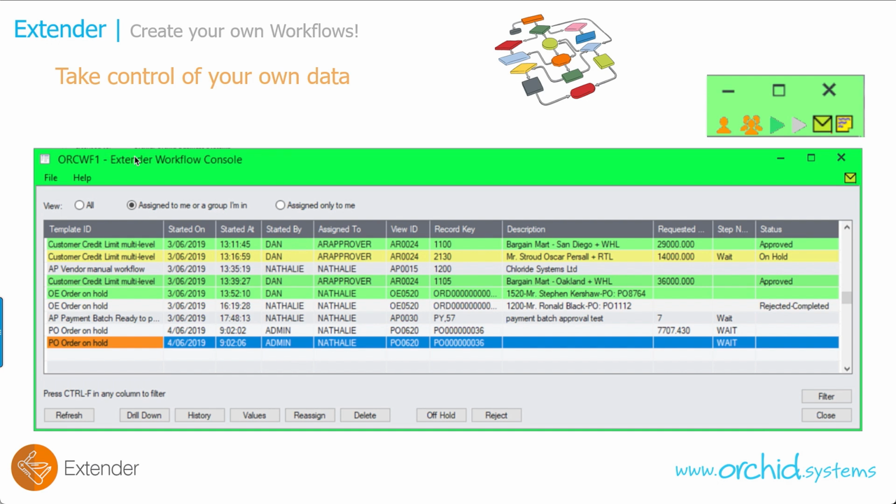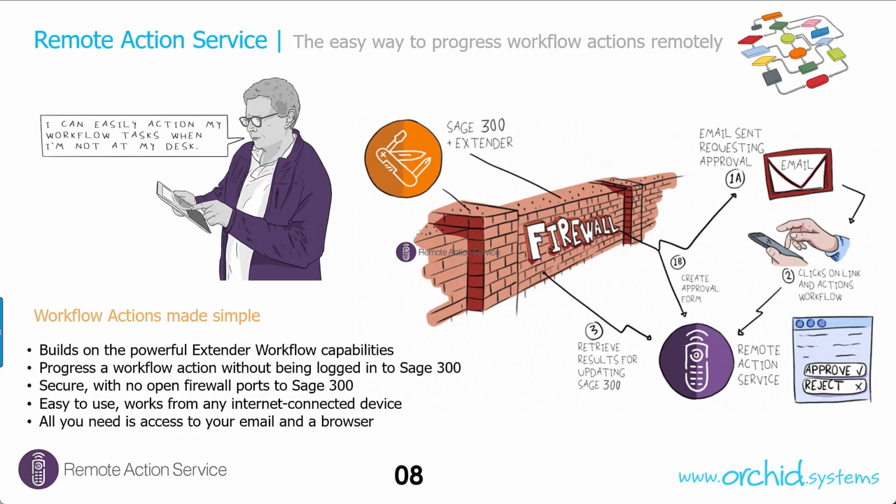A big part of Extender is also the ability to create workflow templates for approvals of records in Sage 300. This is an example of the workflow console with approvals for purchase orders, AP payment batches, customer credit limit, OE sales orders, AP vendor changed approval, customer credit limit changed approval. So with Extender Configurator, you can add workflow templates for any Sage 300 master file, any batches, GL, AP, AR batches, and IC transactions, OE orders, and purchase orders.